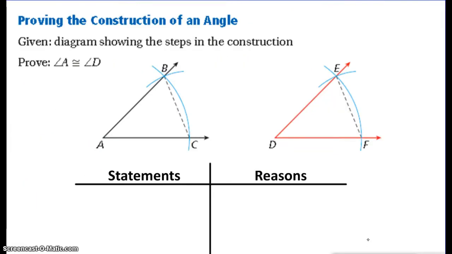Alright, so hopefully you took a break if needed. If not, let's go right on. What we're doing here is we're trying to prove that angle A and angle D are in fact congruent with our measure, or with our copying.